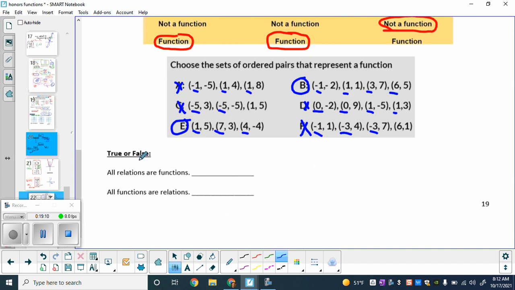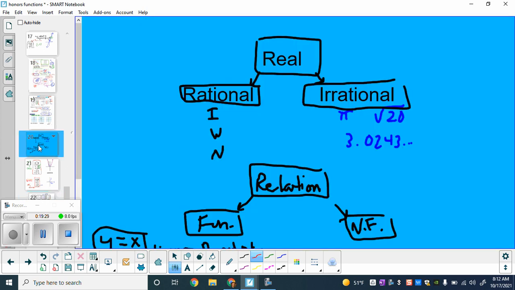All right, and now the classic true or false. So all relations are functions. Are any set of ordered pairs called functions? No, this is false. But if we said it's a function, can we also say it's a relation? We sure can. Let me go back to my diagram here.